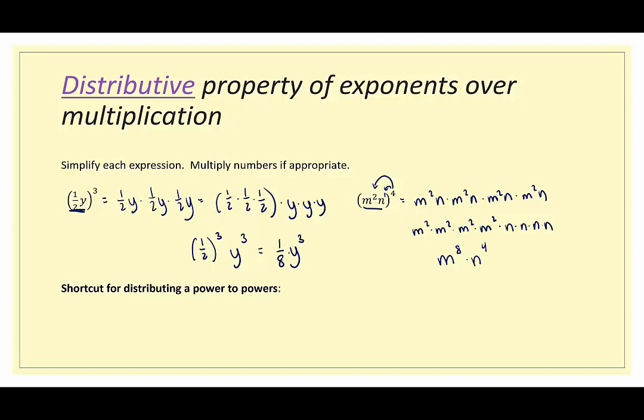So the shortcut for distributing a power to a power is, for each unique base, we would do the power to a power. So if we have (ab) to the x, we distribute it to each base: a to the x times b to the x. If a had an exponent, we would then use power to a power and multiply the exponents.